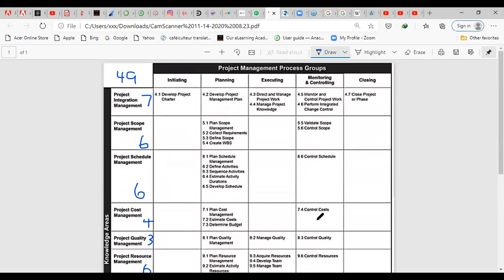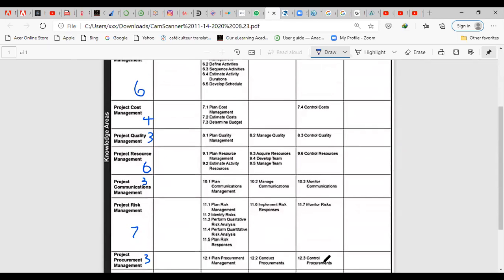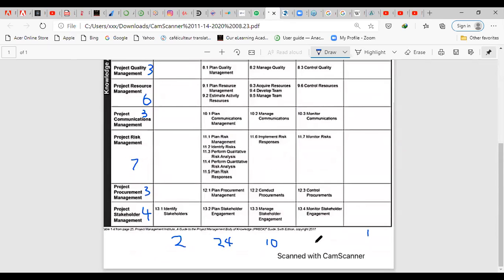Let me come here. 2, 4, 5, 6, 7, 8. Okay, control resources. Okay, 9. Is that not it? Yeah. 10, 11, and then 12. So let's see if this will be up to the 49.